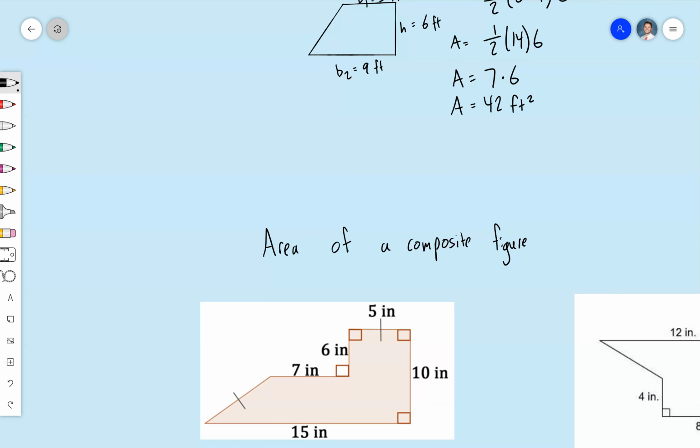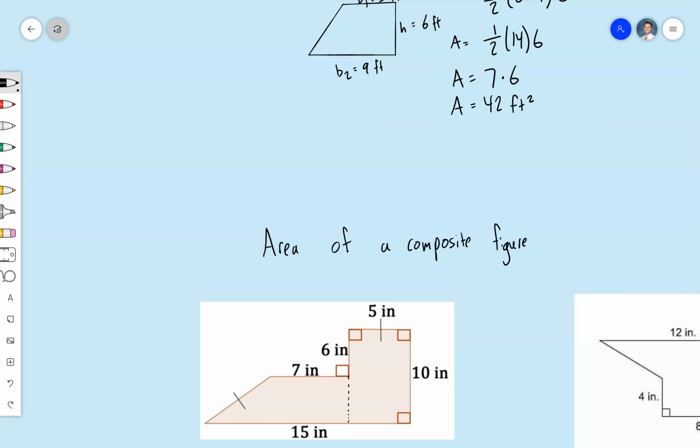So our goal here is to break this figure down into figures or polygons for which we know how to find the area. So for example, if I were to create this line here, now I can see I've got a rectangle, and I could find the area of that rectangle, as well as a trapezoid, and I could find the area of that trapezoid.